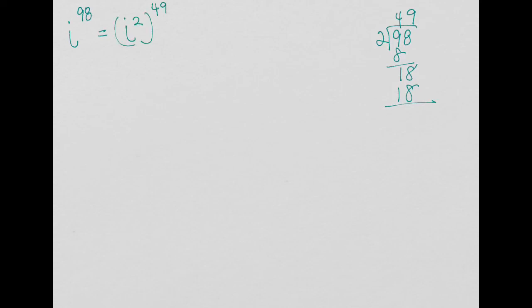So let's see. How about if I do i to the 98th power? That would take a lot to write out. So instead, I'm just going to do 98 divided by 2. Right, so if I do 98 divided by 2, it's 49 times. So I'm going to have i squared to the 49th power. So I have -1 to the 49th power. And then this exponent is odd. 49 is an odd number. So that's just going to be -1.